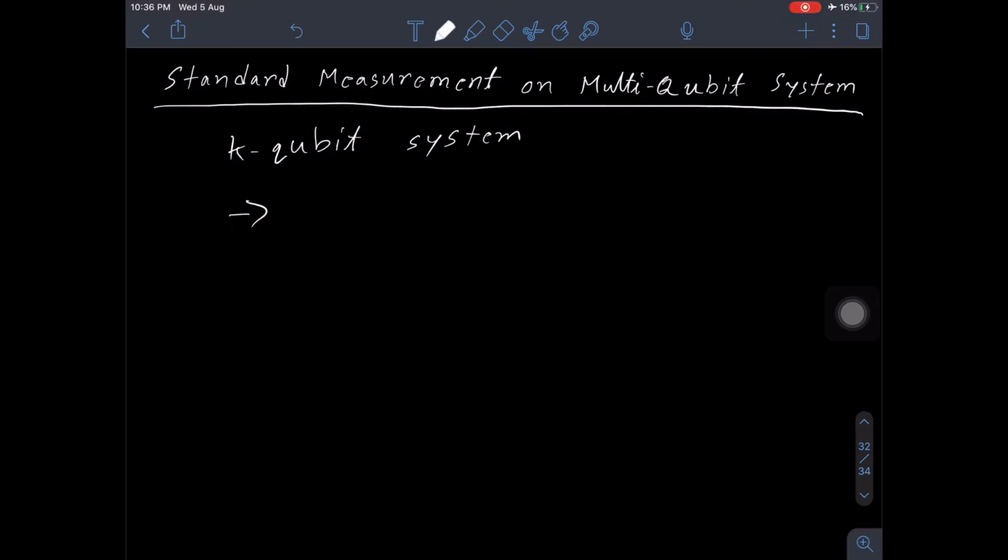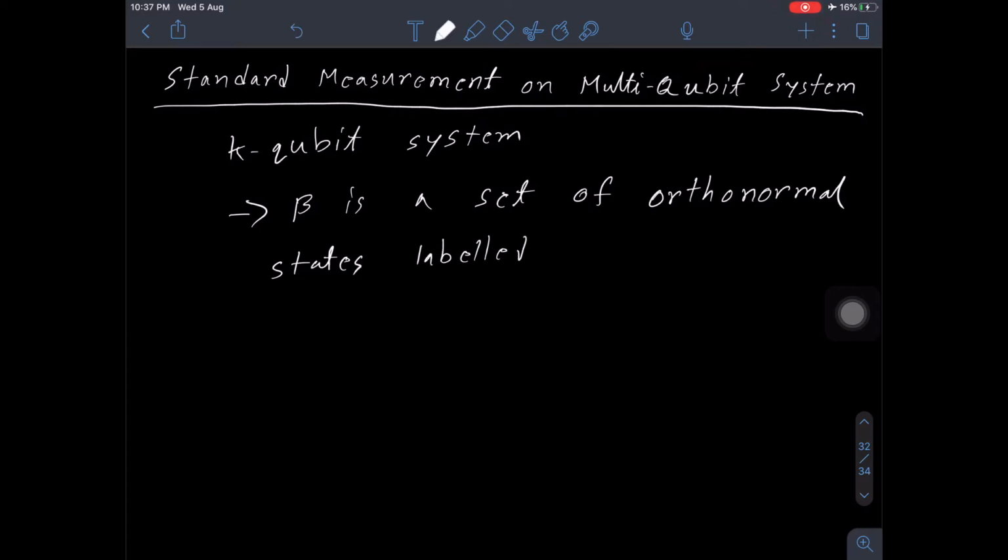then the basis, let's say beta is the basis. This beta is a set of orthonormal states labeled by k-bit strings.